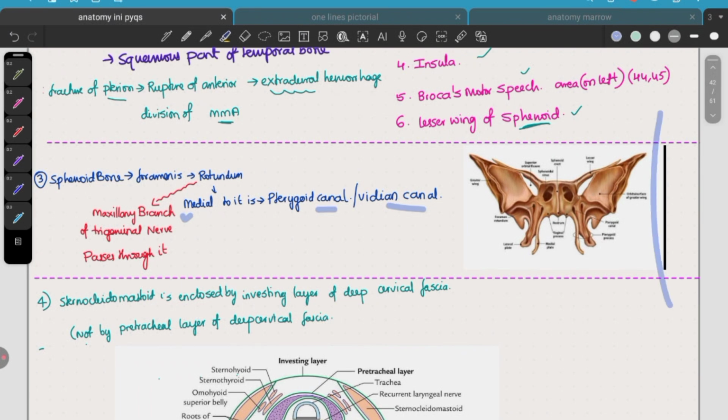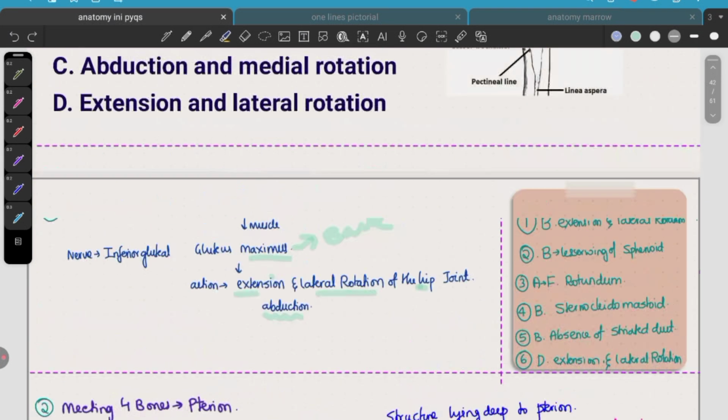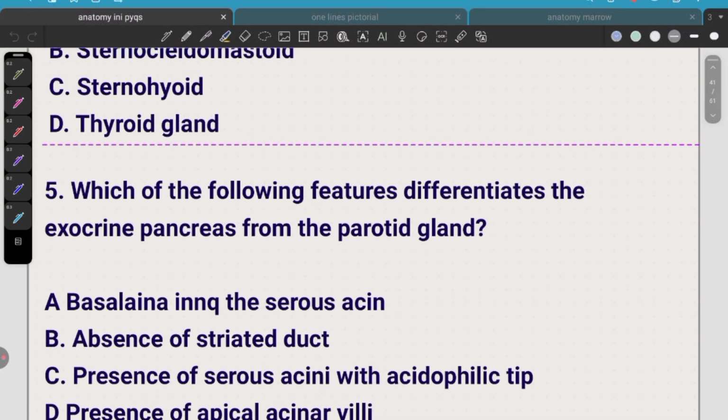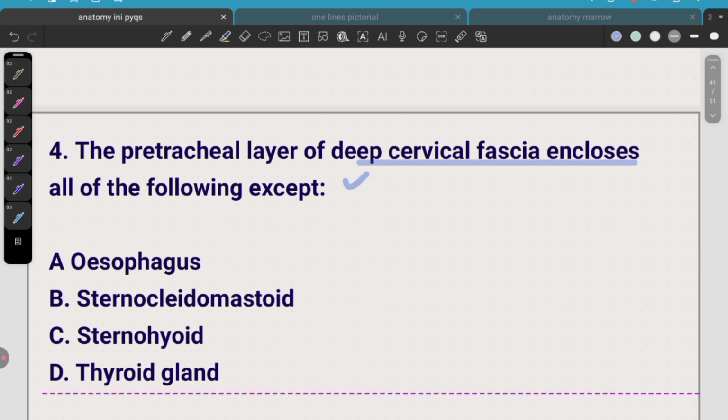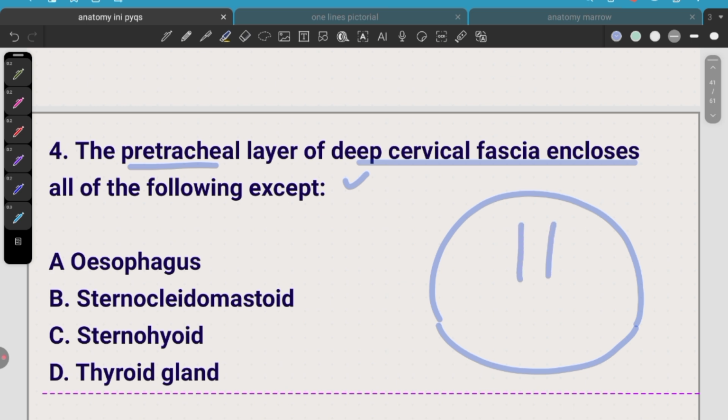Next, coming to the fourth question. The pretracheal layer of the deep cervical fascia encloses all except, they have asked. Actually, pretracheal means something that is covering all the structures near the trachea. Trachea, in front of it, which gland is there? Thyroid gland. Yes. Sternohyoid in front, and esophagus is behind the trachea.